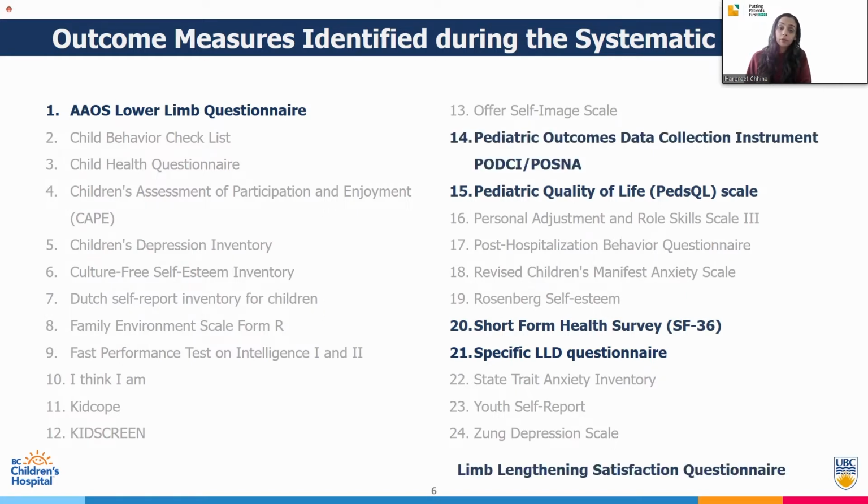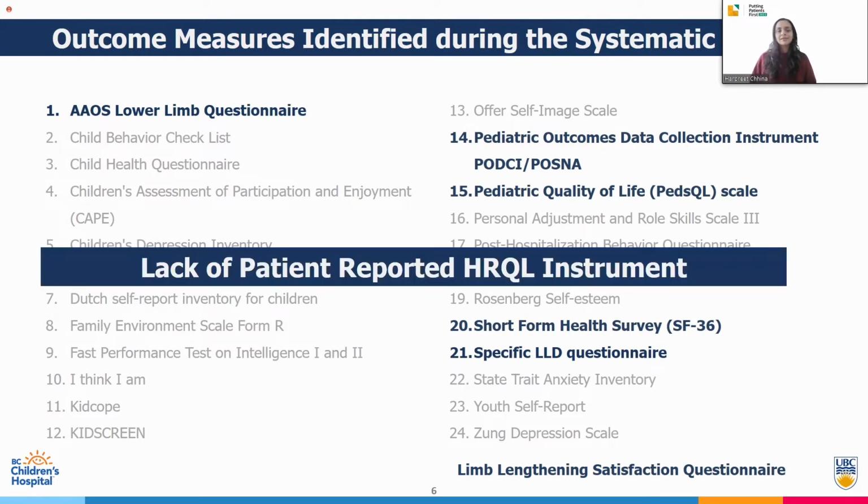Another questionnaire, which was recently used in a publication in 2019, was the limb lengthening satisfaction questionnaire, which is an adaptation from another questionnaire. And again, there was no input received from children to develop this patient-reported outcome measure. Hence, our systematic review really confirmed the lack of a patient-reported outcome measure for this patient population.